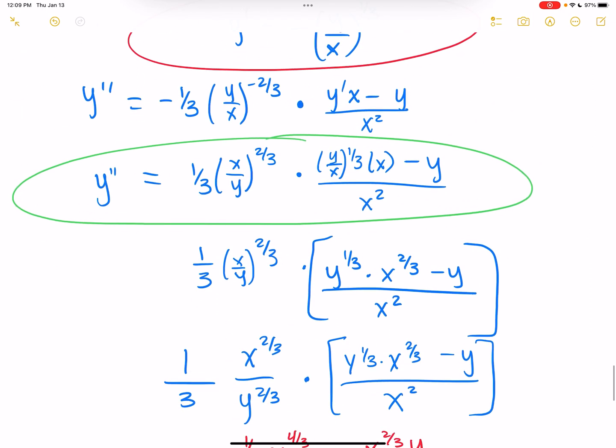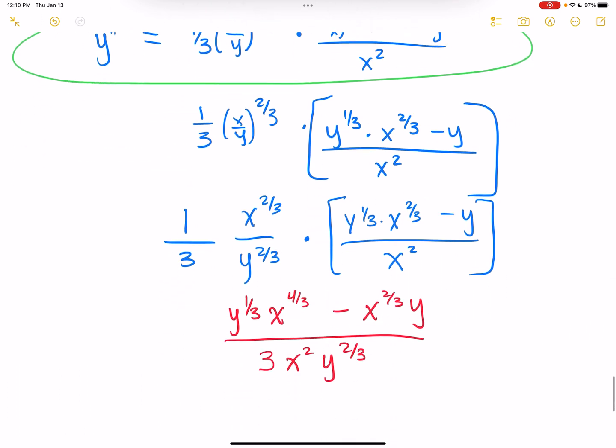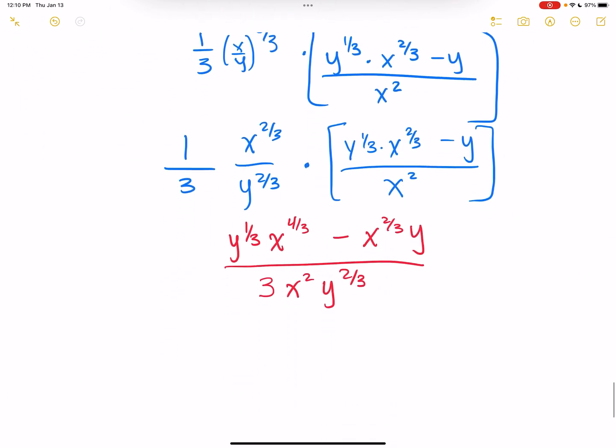This is why I said you can just leave it at the green circle if you want, because I would not expect you to do this. This is just obnoxious. How did you multiply it? I just distribute it. The 1 I don't really have to worry about. So, x to the 2/3, I multiplied by this first part. That gave me the x to the 4/3 times y to the 1/3, and then minus x to the 2/3 y. And then on the bottom, all this was just being multiplied.